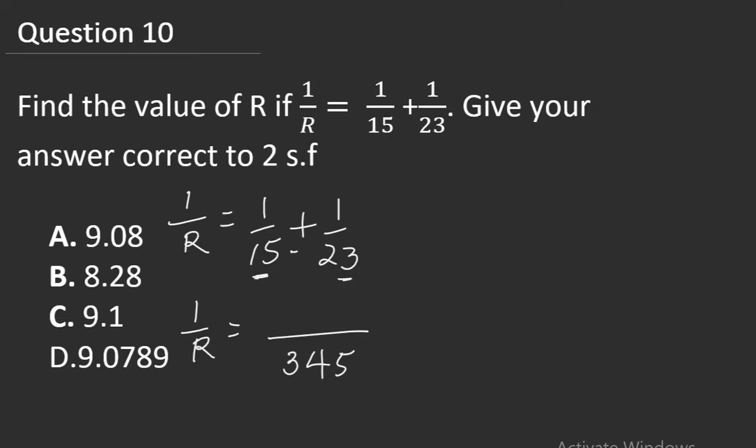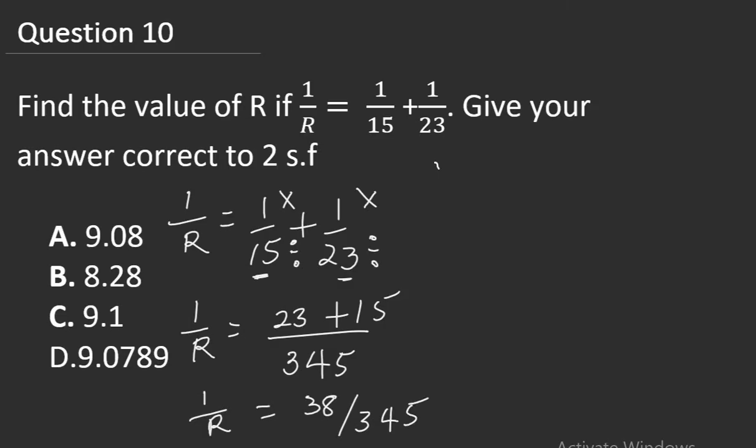So we'll divide and multiply. 345 divided by 15 will give me 23. Plus, for this second fraction, we also divide and multiply. 345 divided by 23 will give me 15. 15 times 1, 15. So we have 1/r equal to 23 plus 15, which will give me 38/345. Next, we cross multiply.